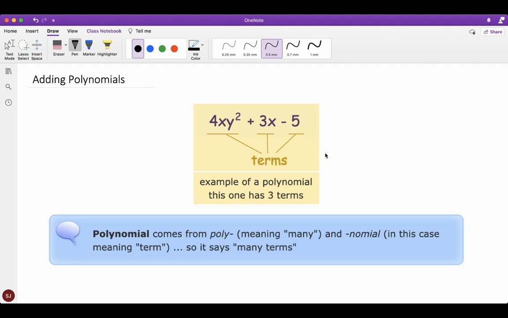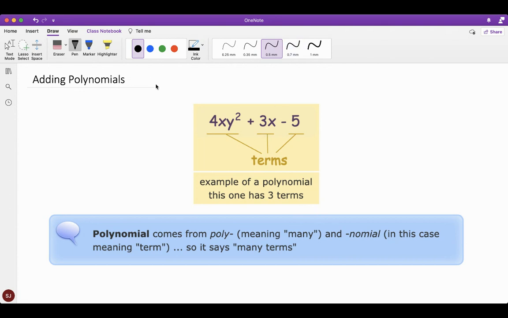Hi everybody, so today we're going to be doing a lesson called adding polynomials. We're going to start by talking about what a polynomial means. The word polynomial comes from the word poly, meaning many, and nomial, in this case, meaning terms. So basically it means many terms.